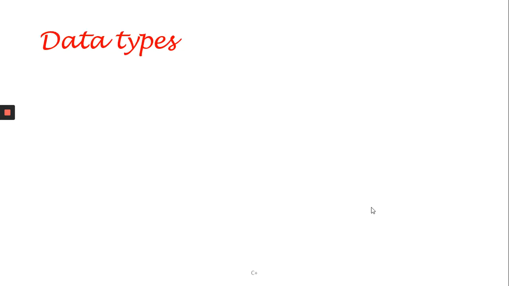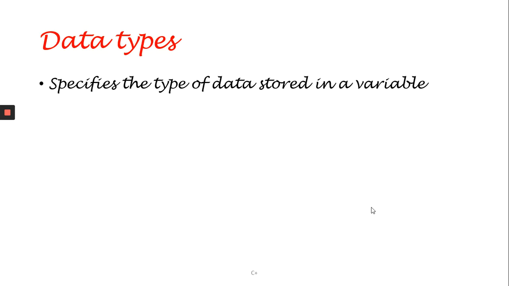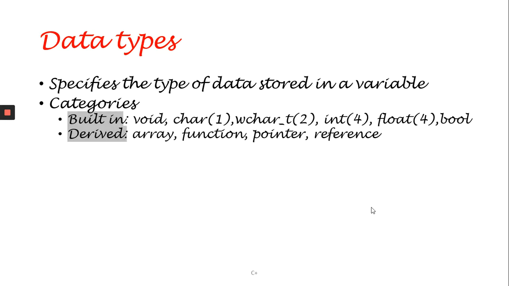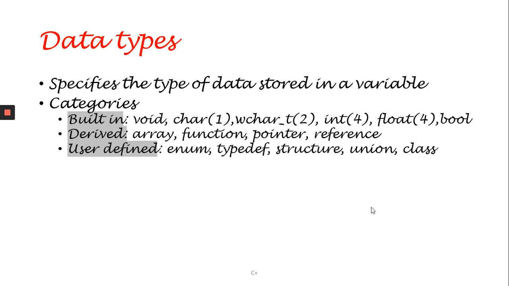Moving on to data types. Data types specify the type of data stored in a variable. The categories of data types are built-in data types, derived data types, and user-defined data types. In built-in data types, we have void, which says nothing is there or nothing is returned.